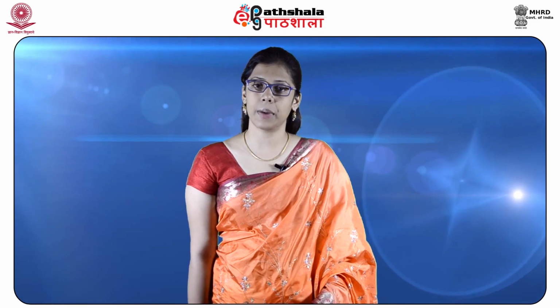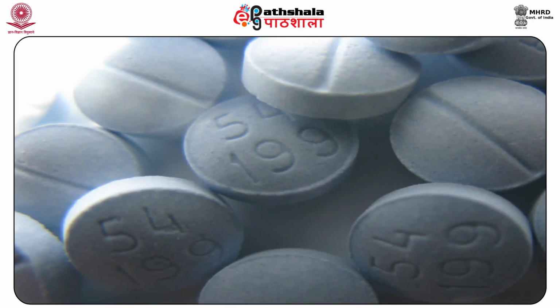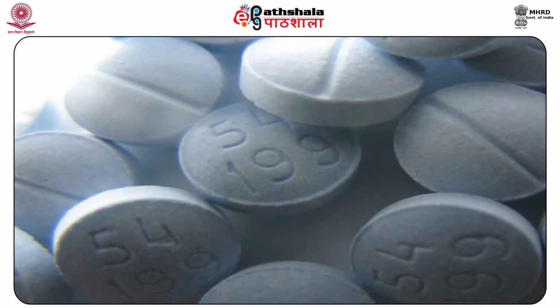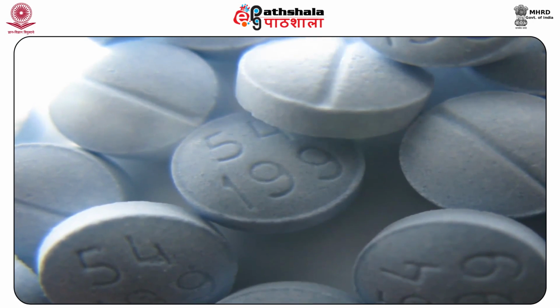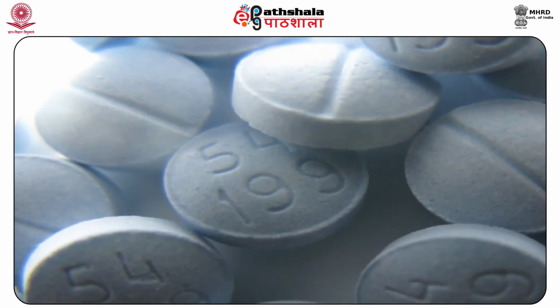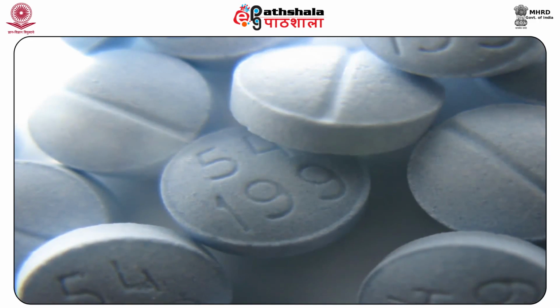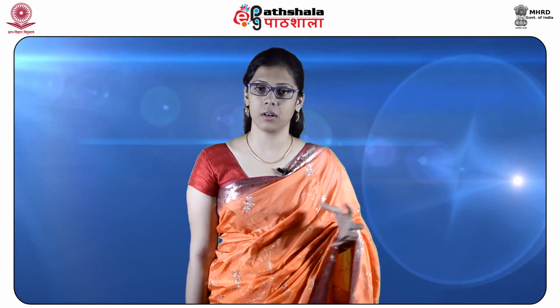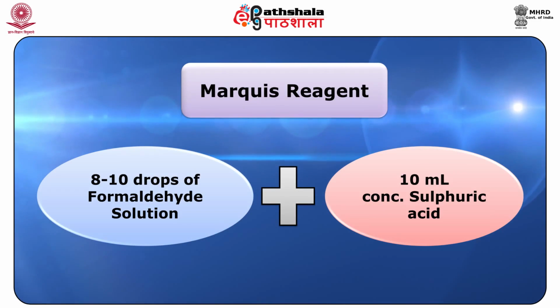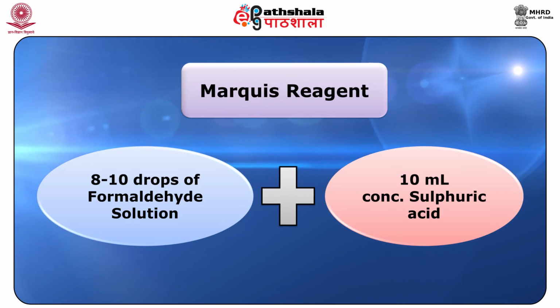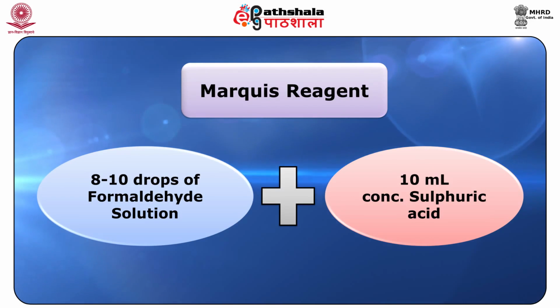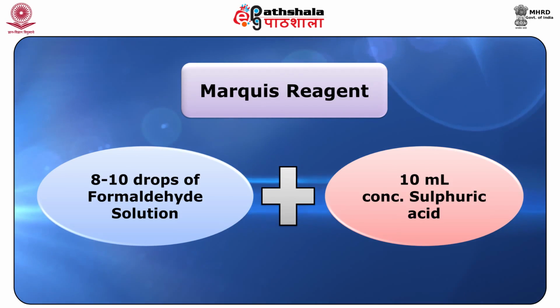Now, let us learn about the forensic analysis of opiate derivatives. First is the chemical analysis. There are various presumptive tests for the detection of opiates in biological and non-biological matrices. Some of them like the Marquis test. First, we have to prepare the Marquis reagent. Take 8 to 10 drops of 40% formaldehyde solution. Then it is added to the 10 ml of concentrated sulfuric acid.